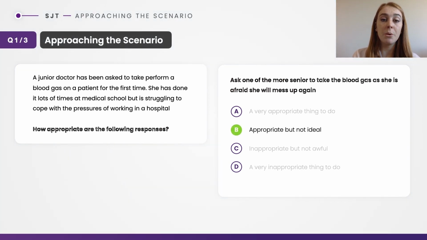So this is B, appropriate but not ideal, because if the junior doctor keeps trying and failing, the patient might get frustrated or upset or angry or be in pain. So it's wise to get somebody else involved. However, it's not the ideal scenario because before getting somebody else involved, it would be better to try and deal with it locally and directly and see if the patient is willing for the junior doctor to have another try.